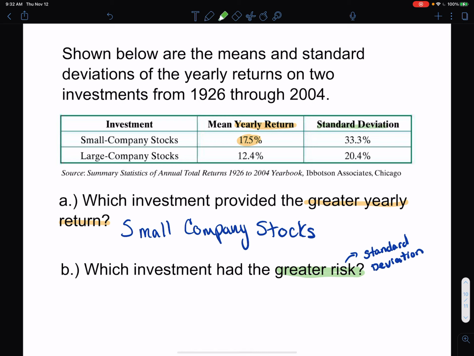So if we look at our standard deviation, we're looking for what had the greater risk, so we want the one with the larger standard deviation. That's this 33.3%. So the answer there is also the small company stocks.